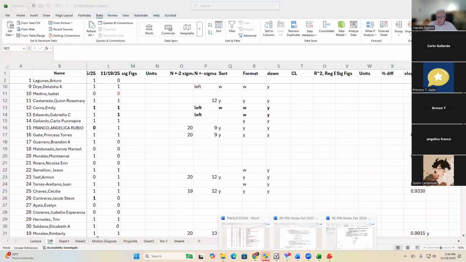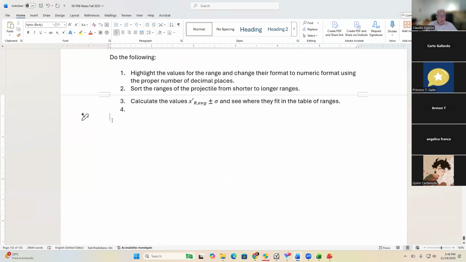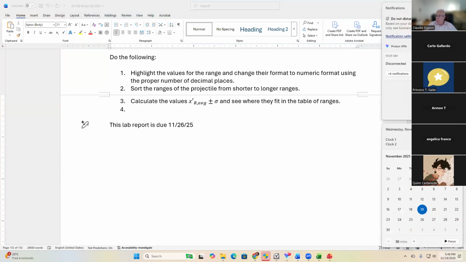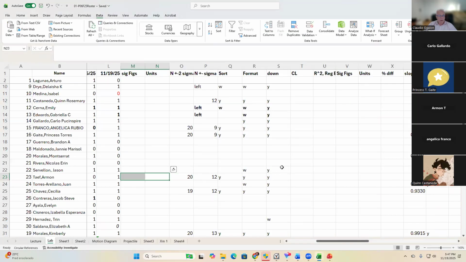Before you go, let me just write that down here. This spreadsheet, this lab report is due 11/26. Yeah, seven days from now. The report for lab 4 is due November 26. Okay, go. Three more minutes to go.